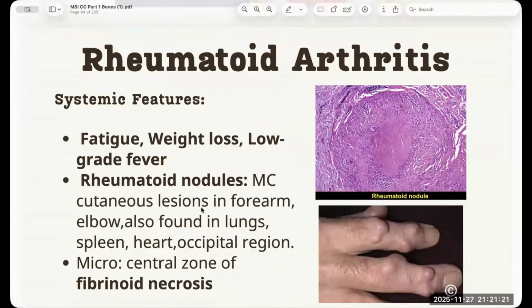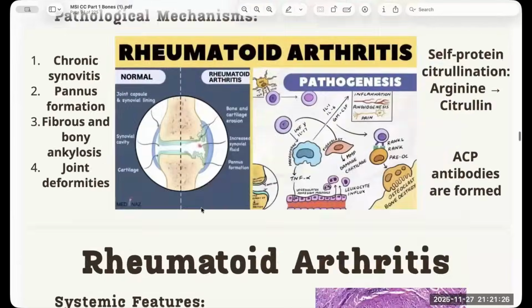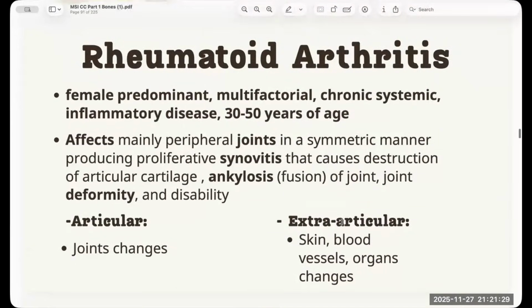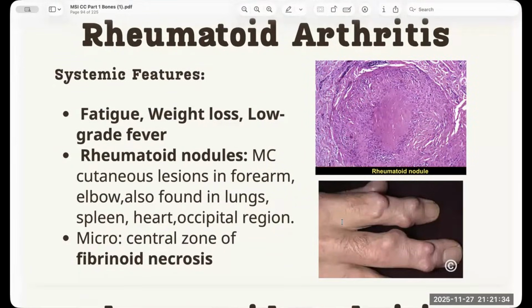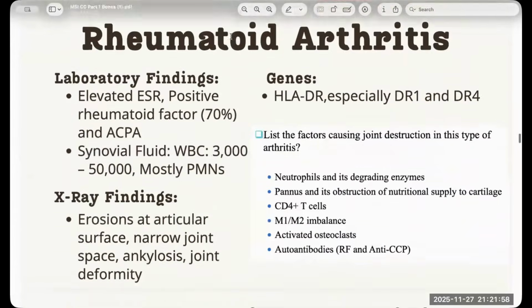Now, the systemic features, I mean the extra-articular manifestations of rheumatoid arthritis, are going to be fatigue, weight loss, low-grade fever, and rheumatoid nodules. Different from the other nodules that I mentioned again. These are cutaneous lesions in the forearm and elbow, may also be found in the lungs, spleen, and heart. Under the microscope, they show central zones of fibrinoid necrosis. A picture that shows what I'm discussing, okay?